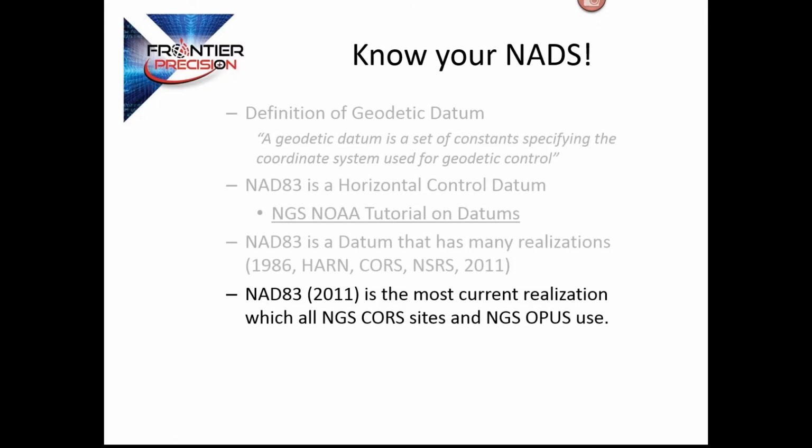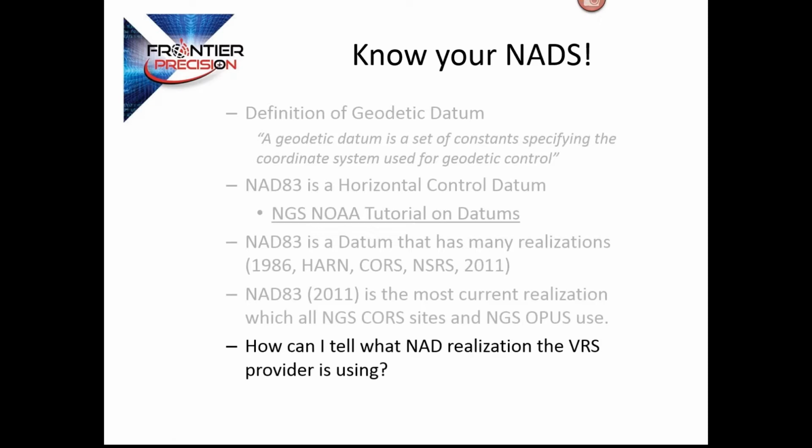NAD83 2011 is the most current realization, which all NGS CORS sites and NGS OPUS operate from, and if you send something to OPUS, that's the answer you're getting back. It's a NAD83 2011 epoch 2010 position. So how can I tell what NAD realization the VRS provider is using? Well, that's what we're going to get up to next. I'm going to switch this over to Steve Richter because this particular slide is in a network that he's more actively involved with and wants to be a part of.